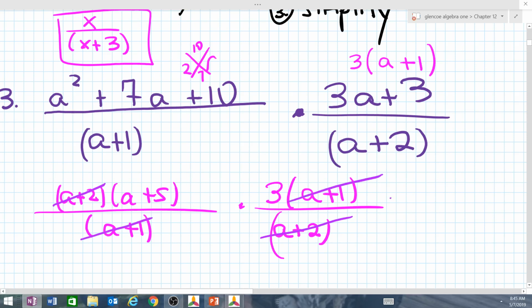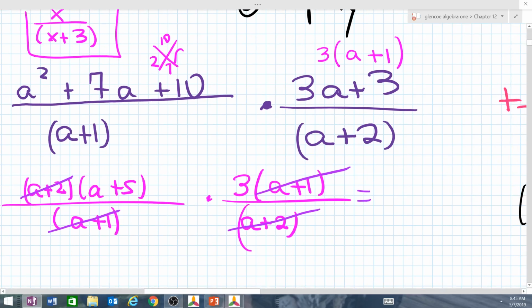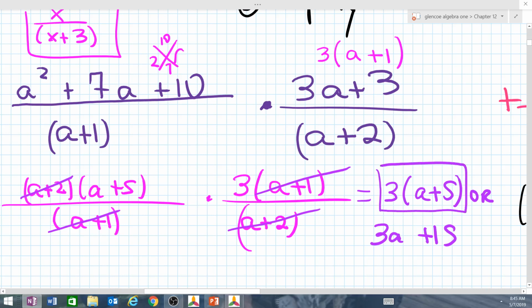Which is going to leave me as a final answer 3 times the quantity a plus 5, or 3a plus 15. They're both correct. Most of the time, most books are going to want you to leave it in simplest form as 3 times a plus 5. And as soon as I say that, when we put answers up tomorrow, they'll write it as 3a plus 15. Do you understand that both are correct? Yes. Does anyone have a question?